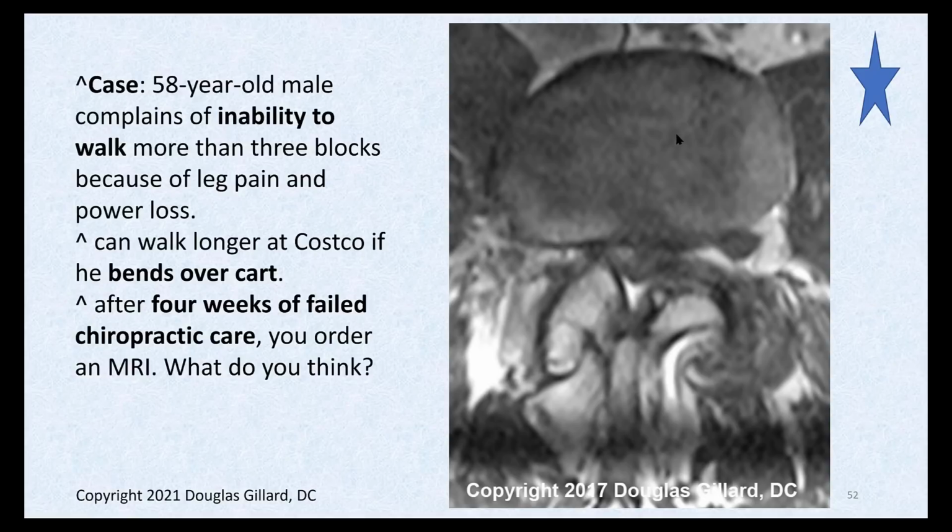Let's do another case here. This is a 58-year-old male who comes in with an inability to walk for more than 3 blocks, so he's got claudication, and his legs lose power. He says if he goes to Costco and bends over a shopping cart, he feels much better. He tried 4 weeks of flexion distraction treatment. For this patient, you order an MRI. What do you think?